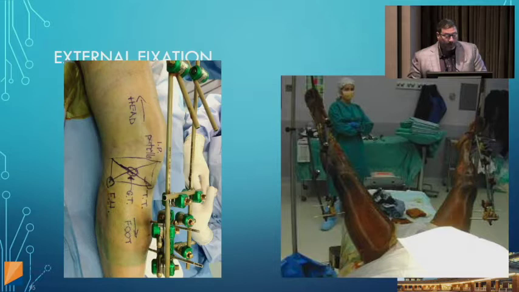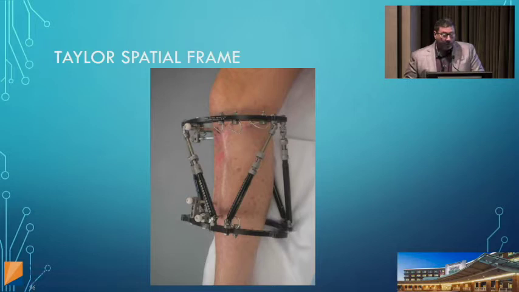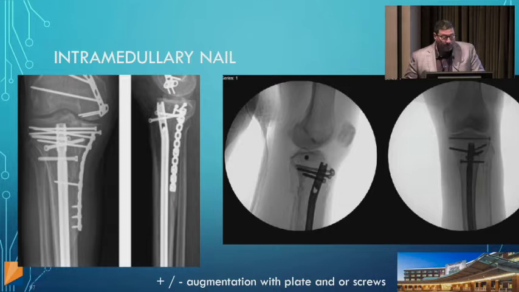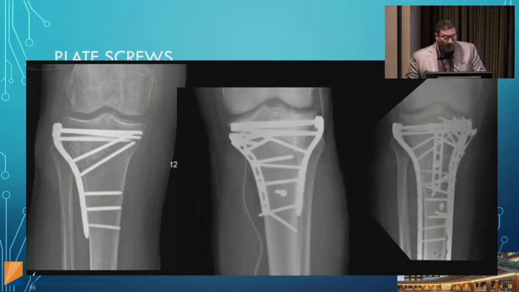This is an example of a spatial frame, which, as I said, in this part of the country is rarely used for these fractures. And there are different ways that these can be fixed. On your left, you see a tibial rod and a plate and screws. On the right, you see a screw and a tibial rod. But this is the workhorse.